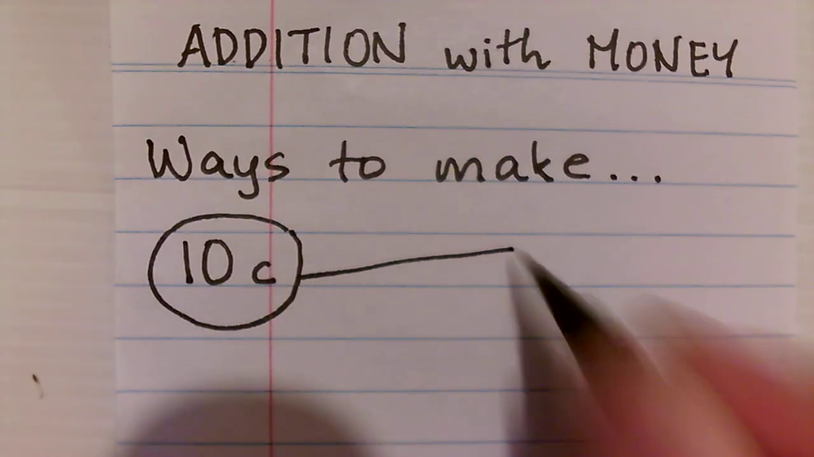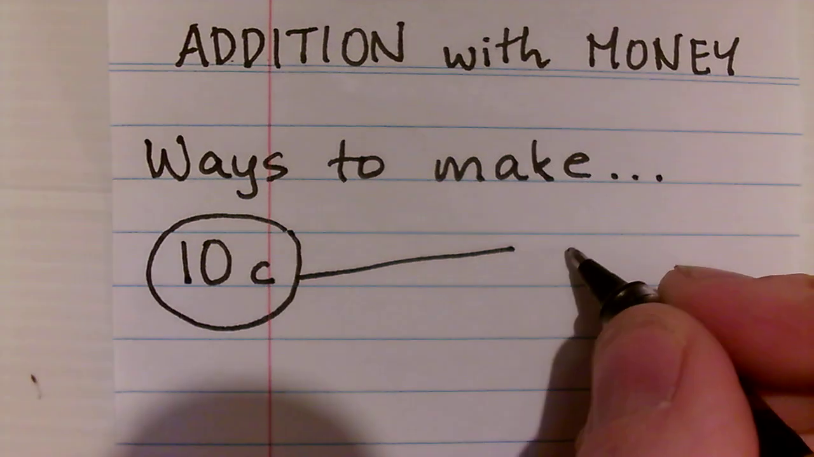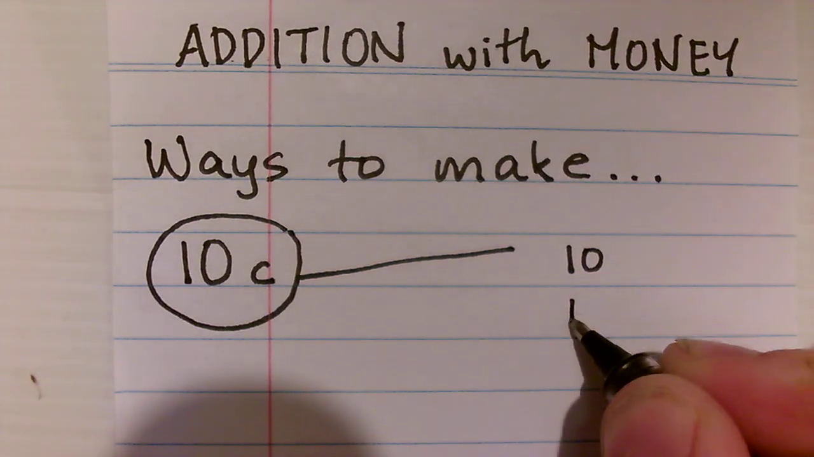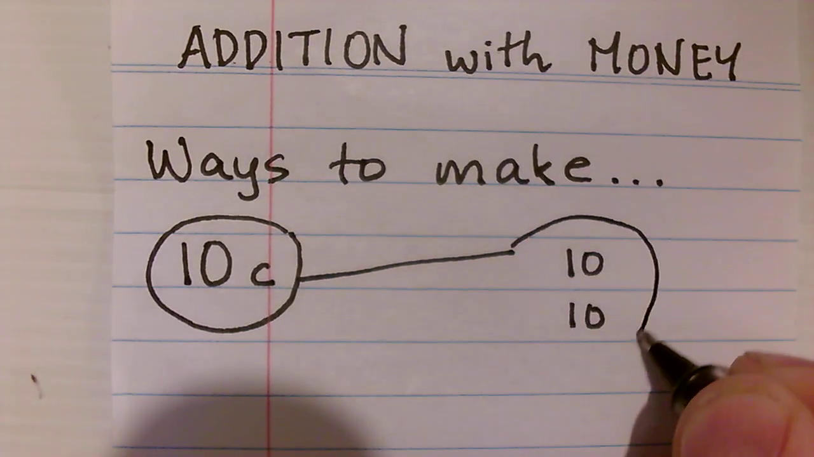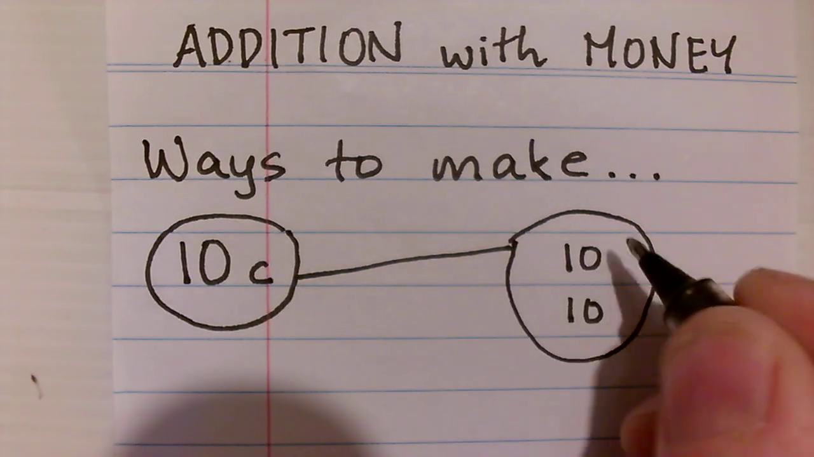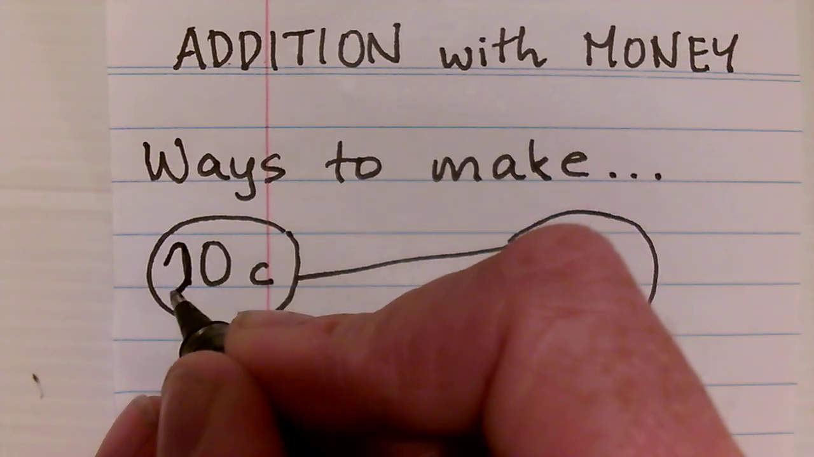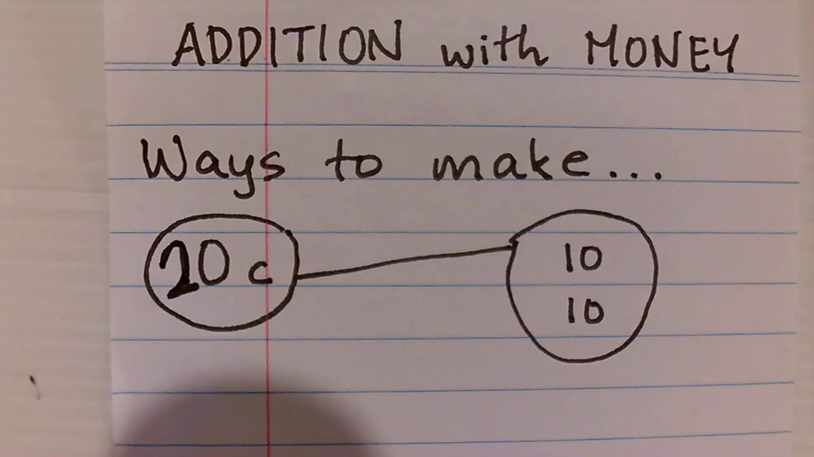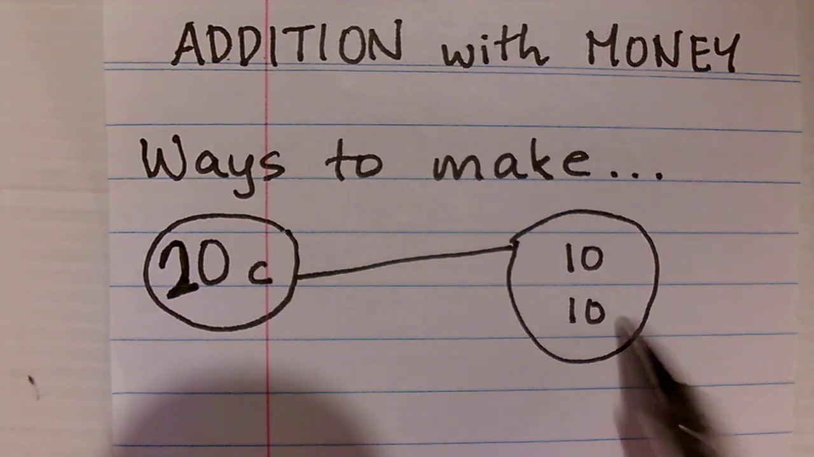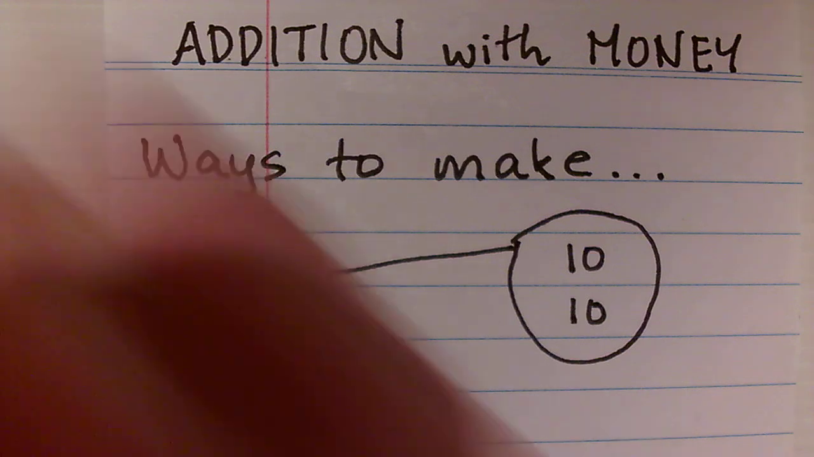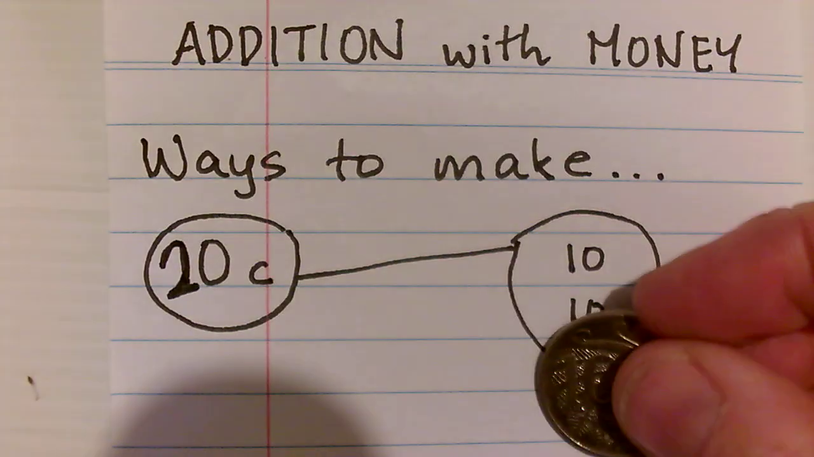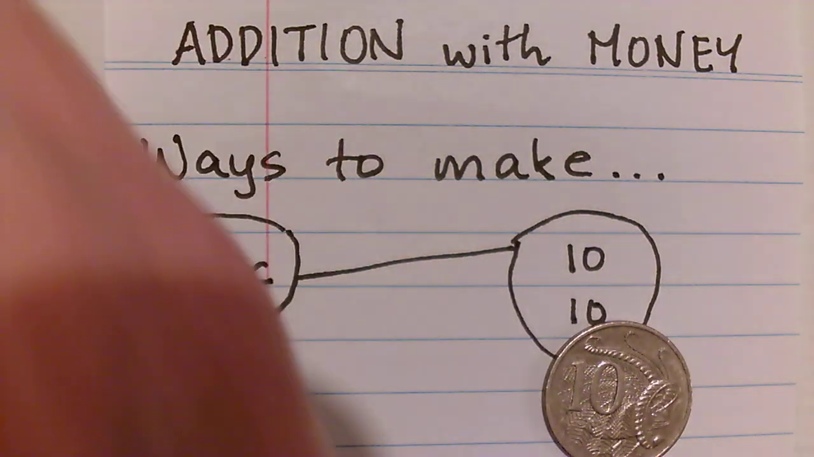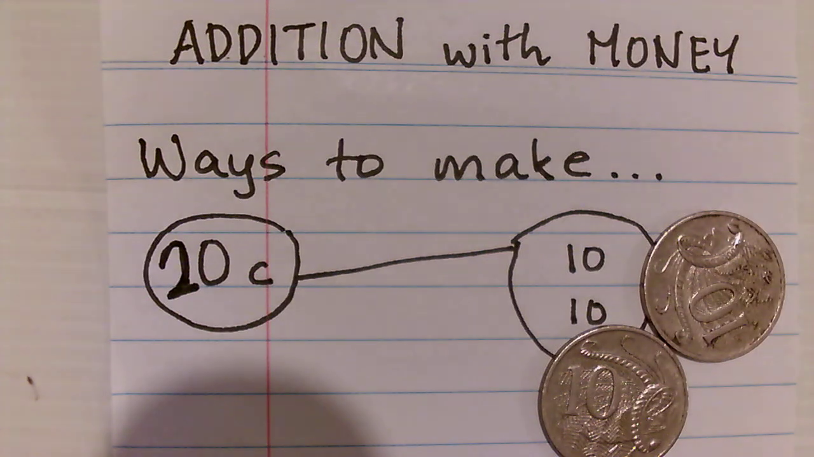We can make 10 cents with 2 5 cents. Sorry, ways to make 20 cents. We can make 20 cents with 10 and 10. So that would look like this. We could make 20 cents with a 10 and another 10.